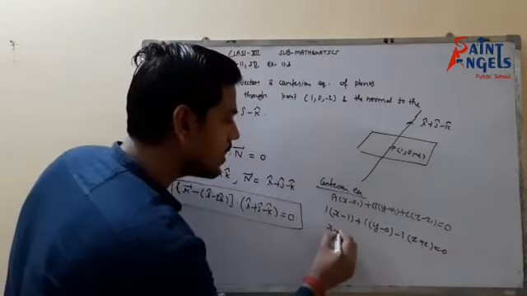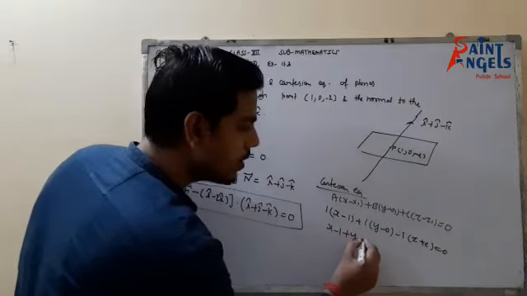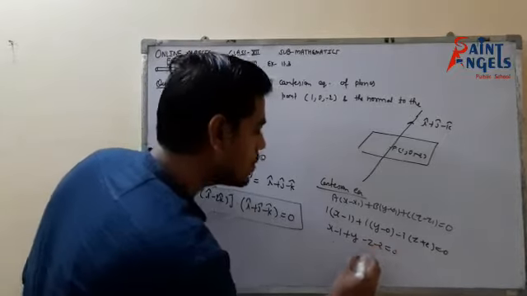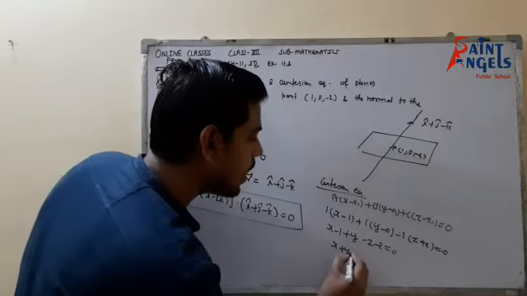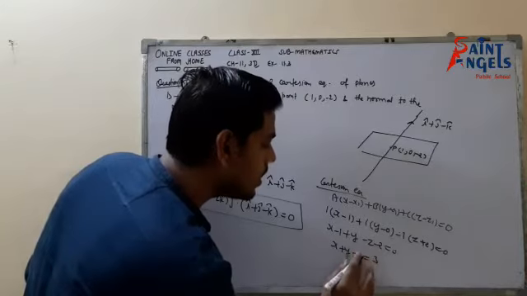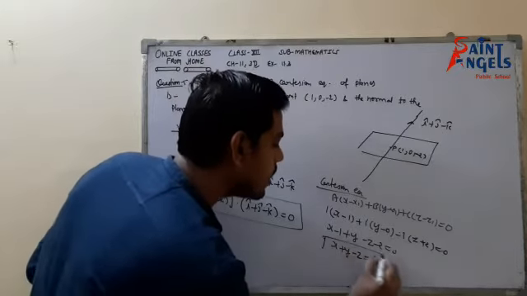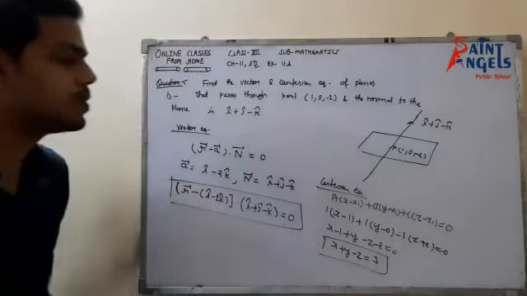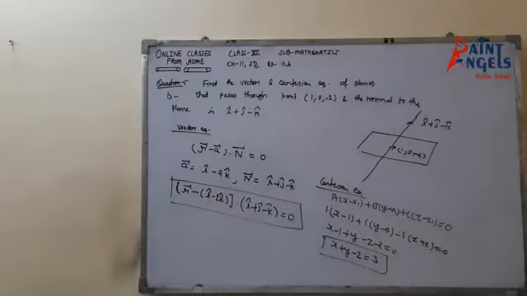So this is what x minus 1 plus y minus z minus 2 equals 0. So x plus y minus z equals 3. So this is the required equation of the plane. So please pause the video and note it down.